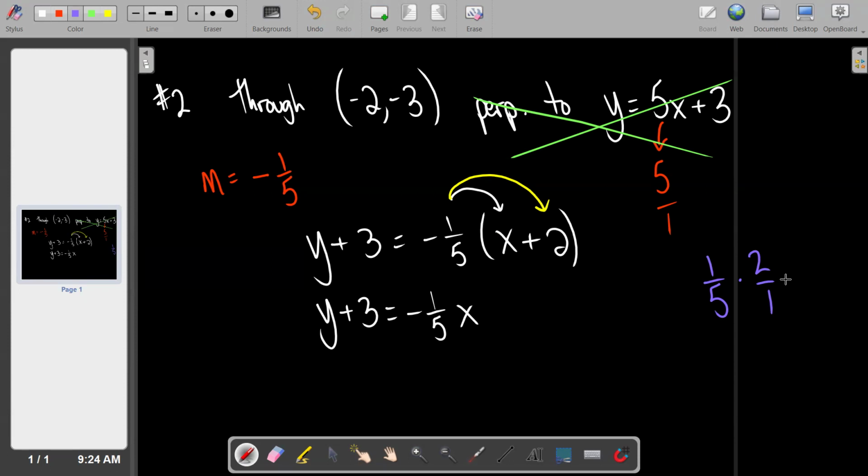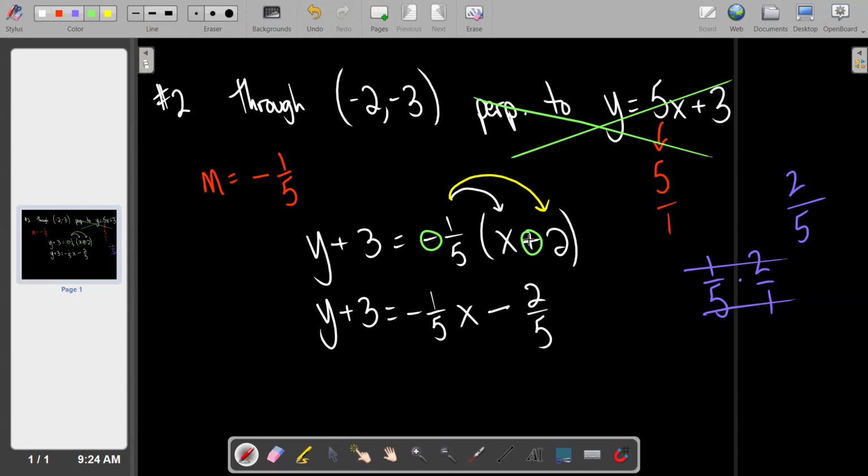The purple thing? Nothing reduces, so I just go 1 times 2 is 2. 5 times 1 is 5. It's just 2/5. It is what it is, right? So I'm just going to put minus 2/5. And I know it's minus because there's a negative times a positive, right?